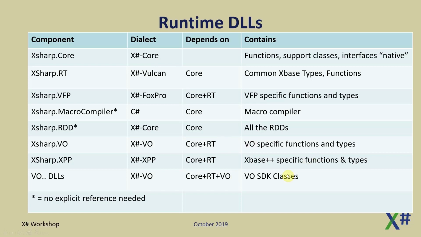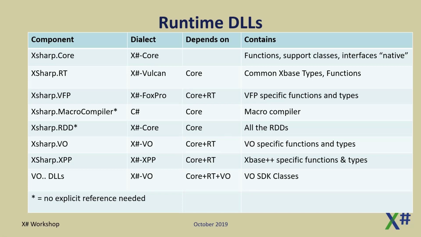And on top of that, we have a FoxPro, a VO, and an XPP assembly that contain things that are only relevant for these dialects. There are two other assemblies in this list, the XSharp macrocompiler and the XSharp RDD, that you normally do not reference, but if you use them, they have to be in your folder or in the GAC.